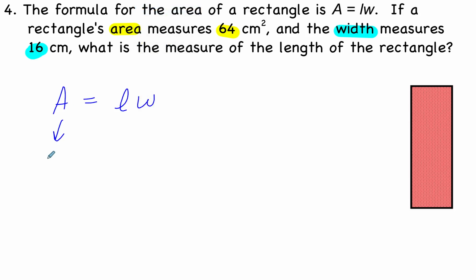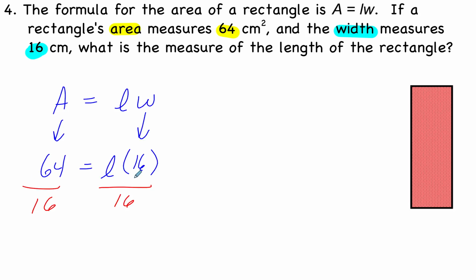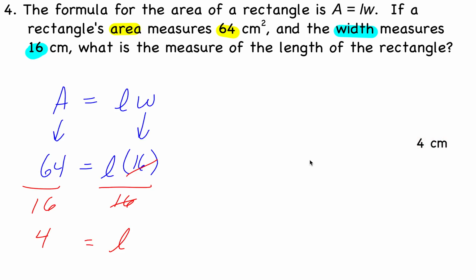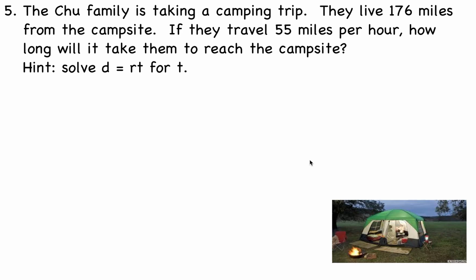So instead of area, we want to write 64 equals, and we don't know the length, but the width is 16, right? So instead of width, we're putting in 16. So now we're trying to solve for L. L is being multiplied by 16, so we want to do the opposite, which is to divide by 16. Divide both sides by the same number. That's our property of equality. And we get the length is equal to 64 divided by 16, which is 4 centimeters. Correct answer, yay!